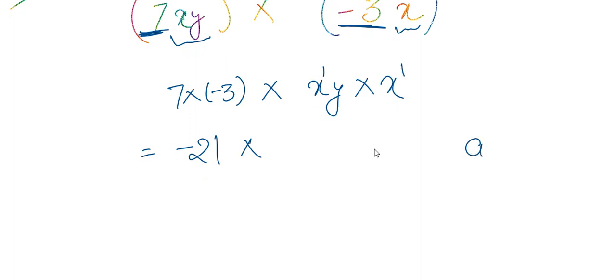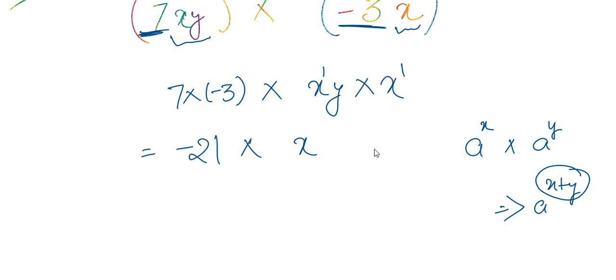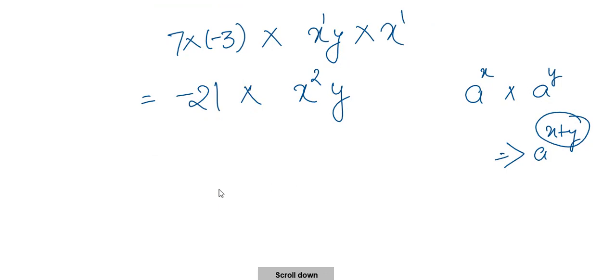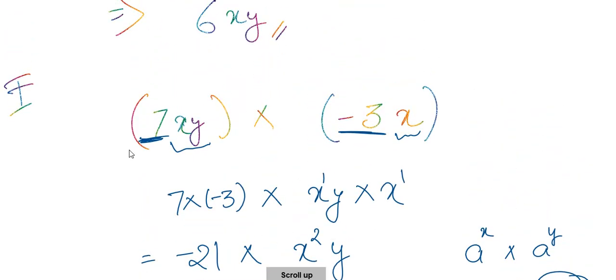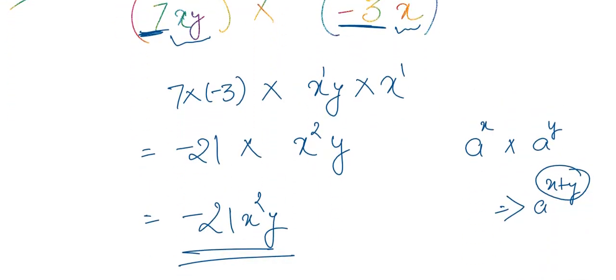If I have a common base with different or same exponents, I would be having what? a to the power x plus y. So I would be just adding both the exponents. So I would have x to the power 1 plus 1. So I would be having x square y, since y is only 1. So I can write it as minus 21 x square y. So this would be my answer for the given question. Okay, are you okay with it? Any issues at any point?